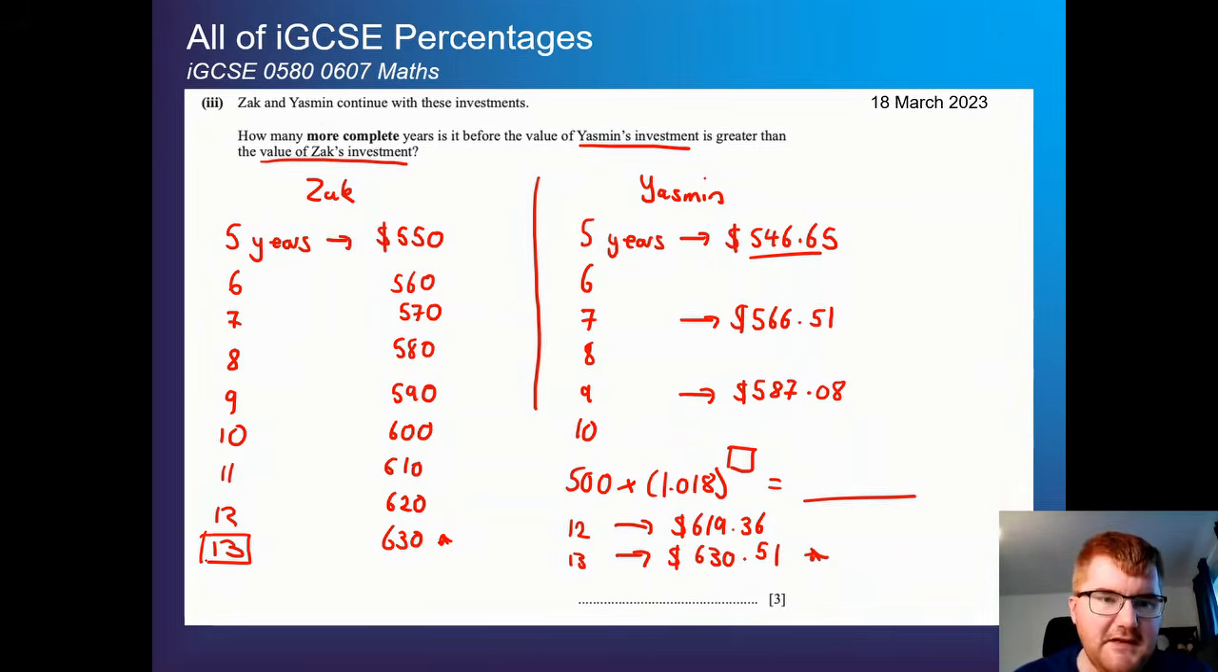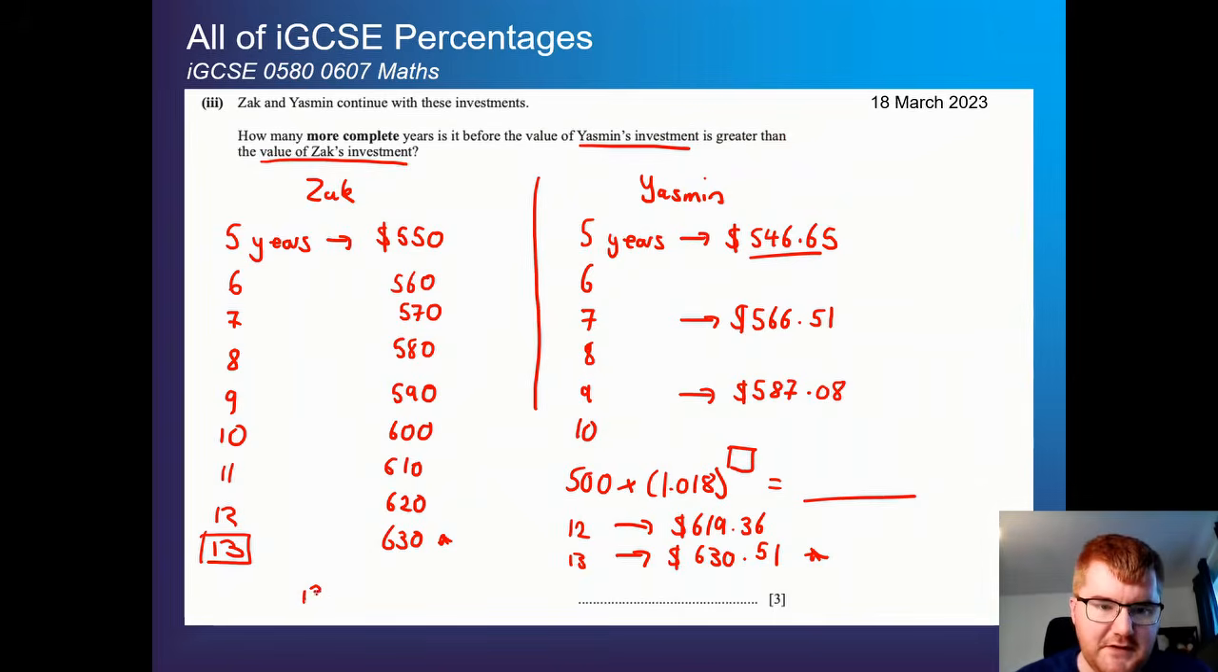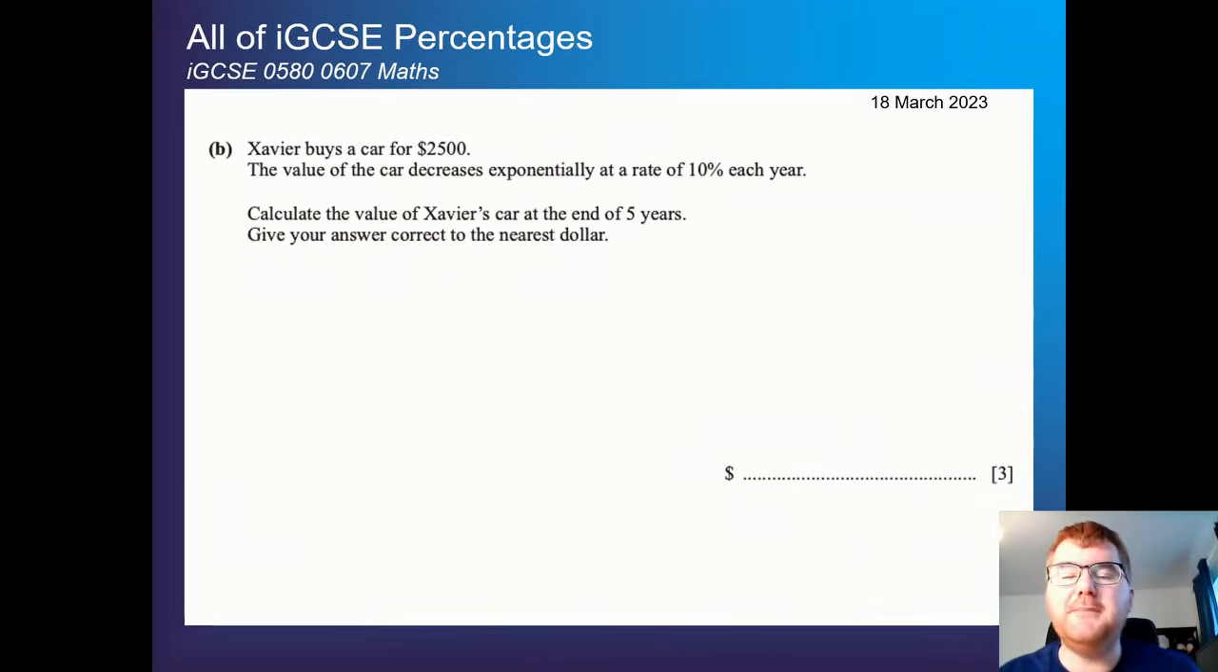It is the 13th year, but we're starting at 5 years. So we need to do 13 minus 5, which is equal to 8. So it's 8 extra years that are required in order for Yasmin's investment to be more than Zach's investment. And on to the next part of the question. Again, you didn't think this was finished by this point.